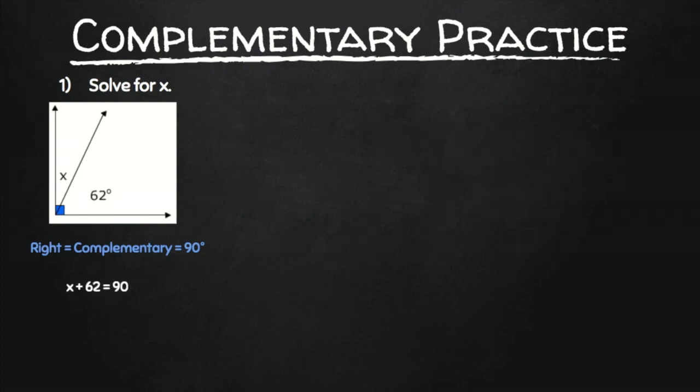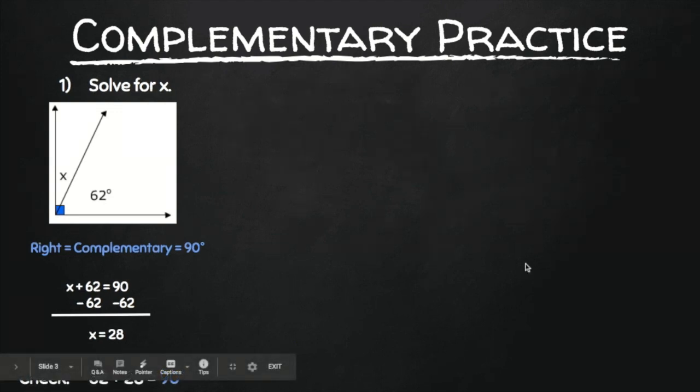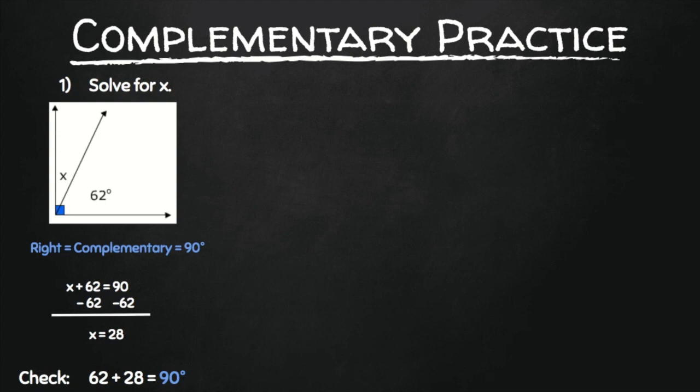So I know that the measure of x plus 62 degrees must add up and equal 90 degrees. To solve the equation, I'm going to subtract 62 from both sides. I then arrive at my solution, which is x equals 28 degrees. To check my solution, I can plug back in my solution in for x, and I see that 62 plus 28 is equal to 90 degrees.